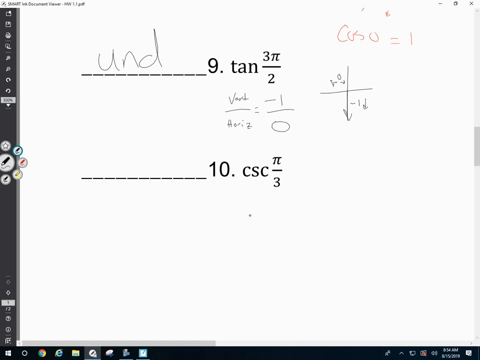Cosecant of pi over 3. Cosecant is the reciprocal of sine. So we'll start with the sine of pi over 3, and we will flip it or put it underneath 1. So pi over 3 creates our 60-degree reference angle. It'll be in the first quadrant.